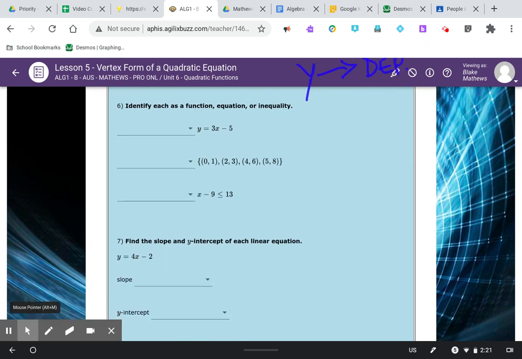Identify each as a function, equation, or inequality. For a function, you're looking at any representation or list of values. So that should be pretty clear which one that is. Equations have an equal sign. Inequalities have some kind of inequality symbol like these. That should be pretty easy for you to figure out.